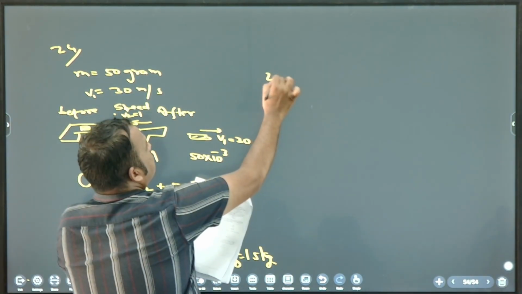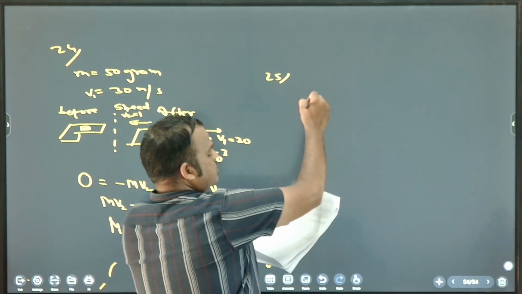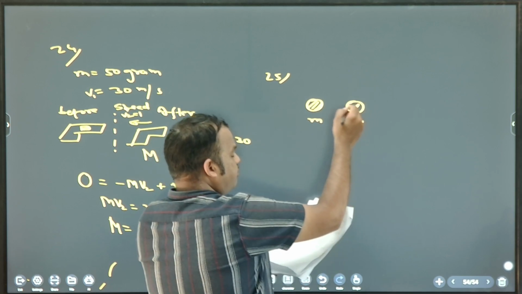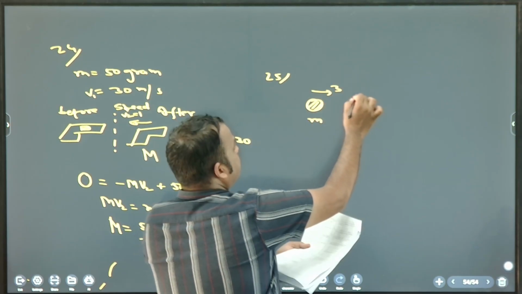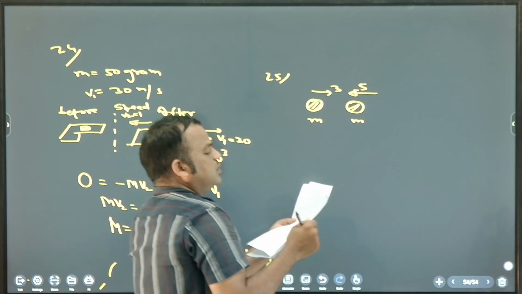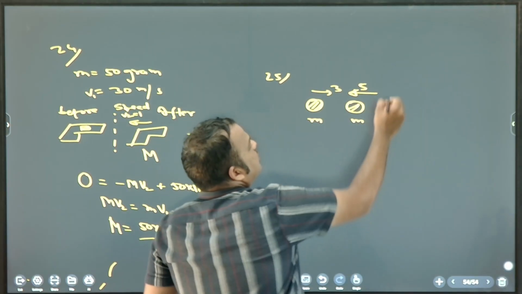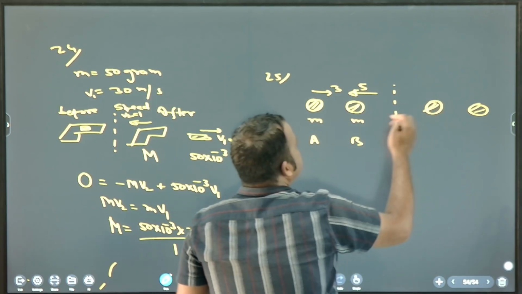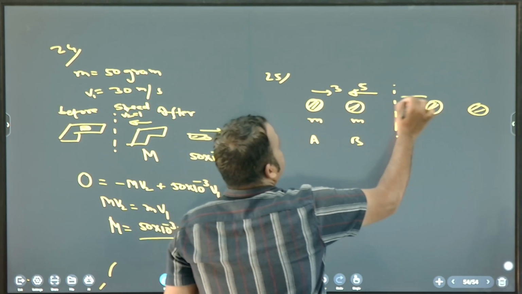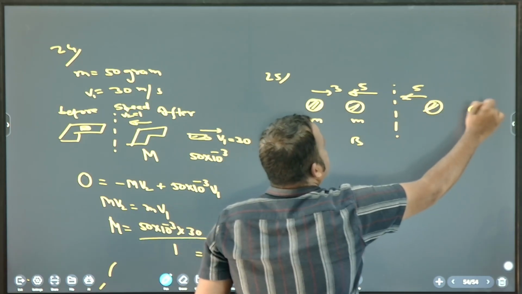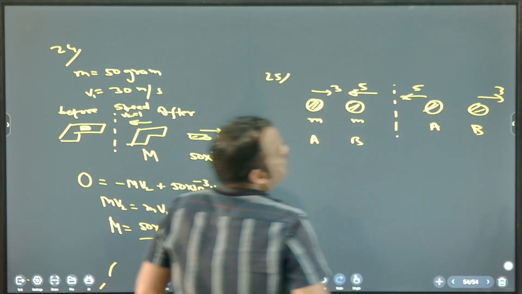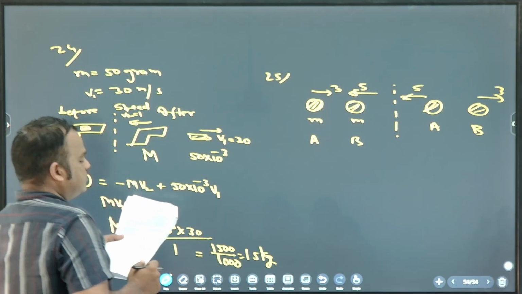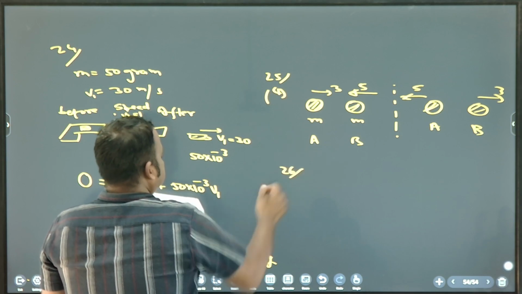Question 25. Draw the diagram. Two equal masses along the same straight line. The masses are the same. One is going with plus 3, another is going with minus 5. What type of collision? Elastic. This is A, this is B. Again velocity is interchanged. So A will go with minus 5 and B will go with plus 3. Interchange. So fourth option. Note down. Next.